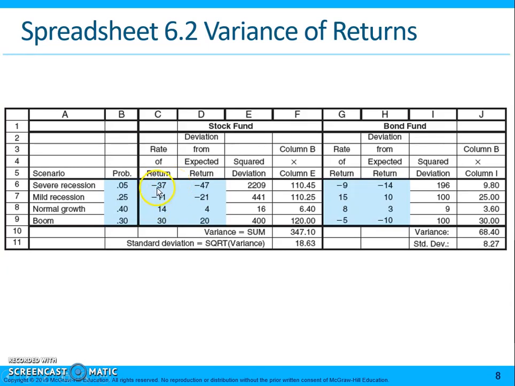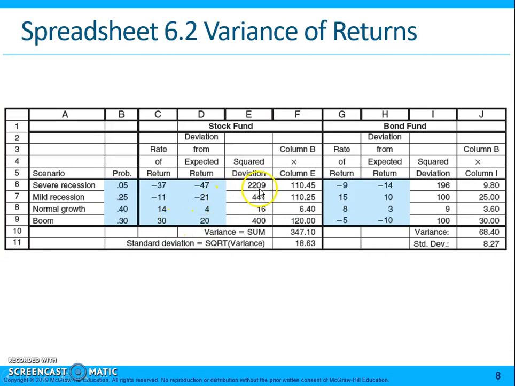So minus 37, minus 10, that's minus 47. Minus 11, minus 10, minus 21. 14 minus 10 is 4. 30 minus 10 is 20.